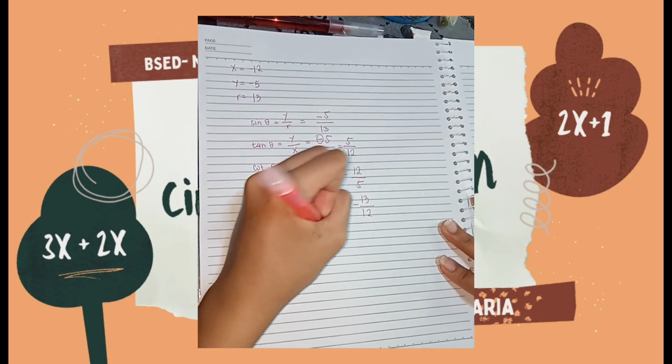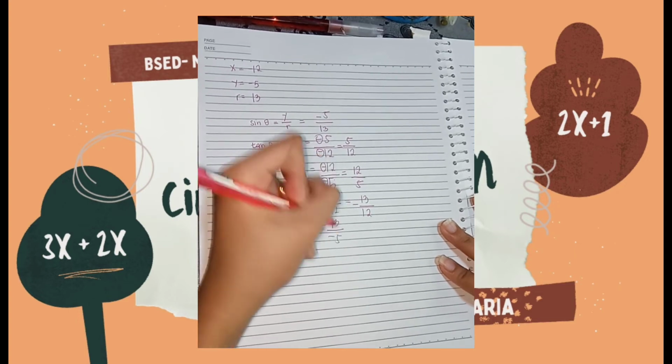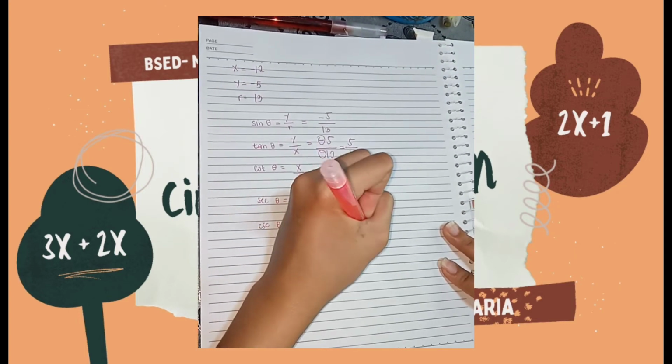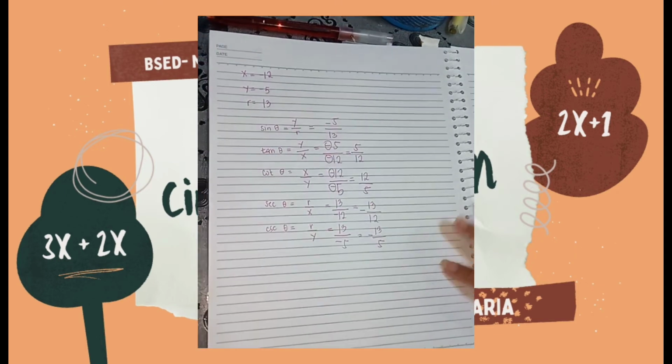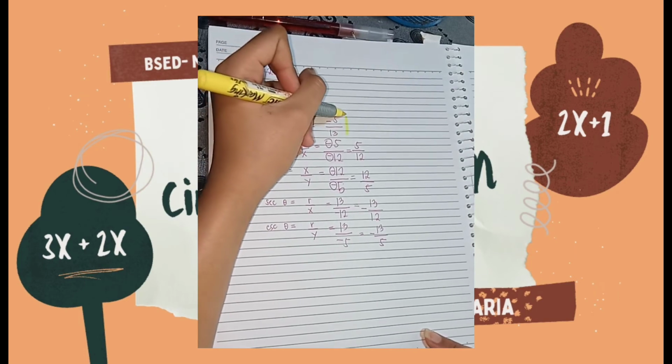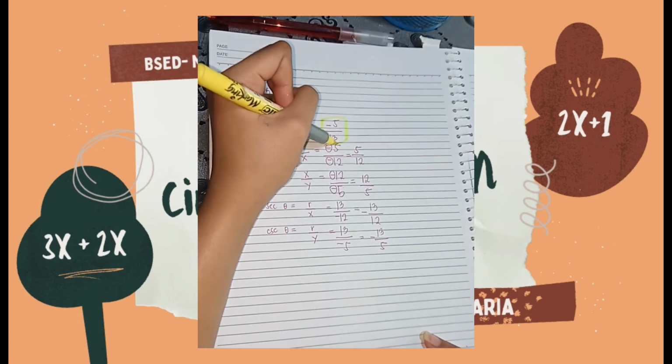Cosecant theta, r over y, that's 13 over negative 5, and that will be negative 13 over 5. So these are the remaining functions.